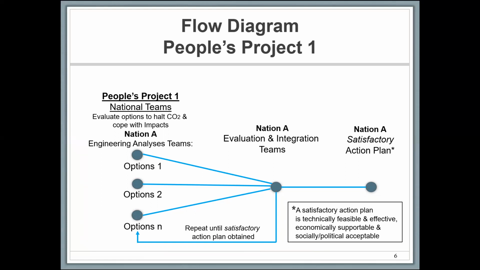After the initial analysis, the options will be evaluated and integrated into the nation's action plan. Successful action plans must be technically feasible and effective, economically supportable, and socially, politically acceptable. If the initial action plan does not achieve these requirements, the process is repeated until a satisfactory action plan is obtained for Nation A. Other nations will go through this same process with their global solutions and outreach programs.